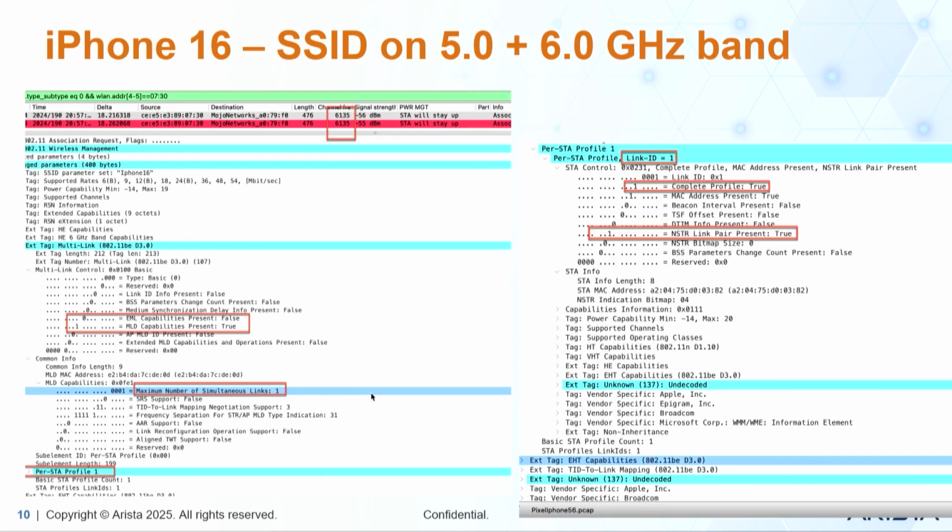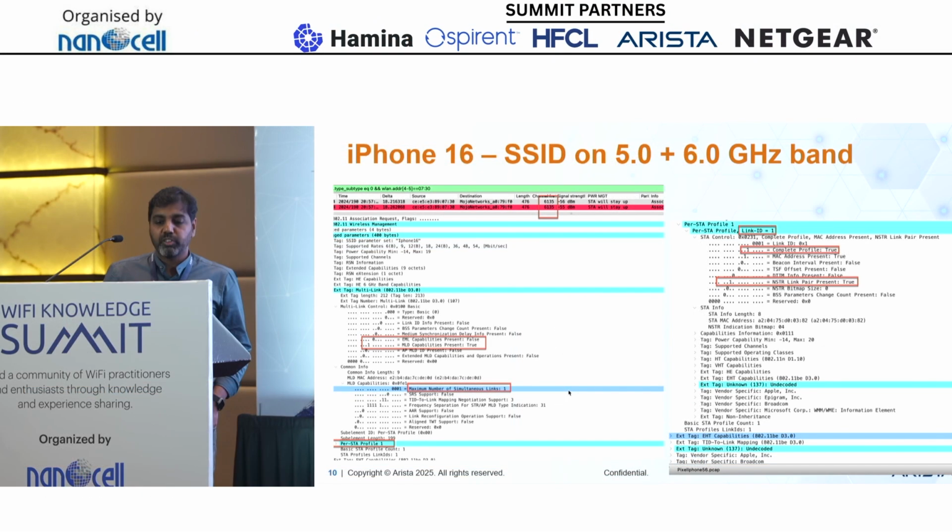So what we were discussing is an iPhone. When you have an SSID on 5 and 6, the behavior changes a lot, right? This is an association request packet coming from 5 and 6, advertising EML capabilities and MLD capabilities, right? And the number of simultaneous links is 1, but it advertised non-STR, right?